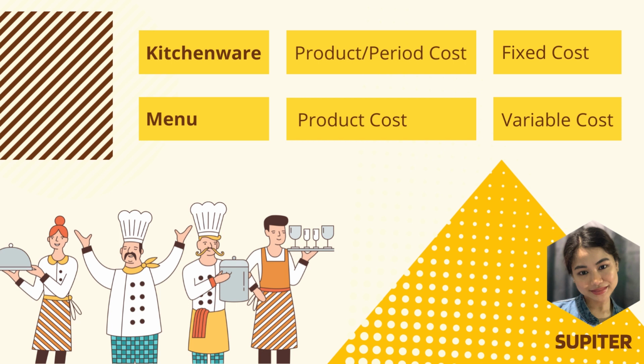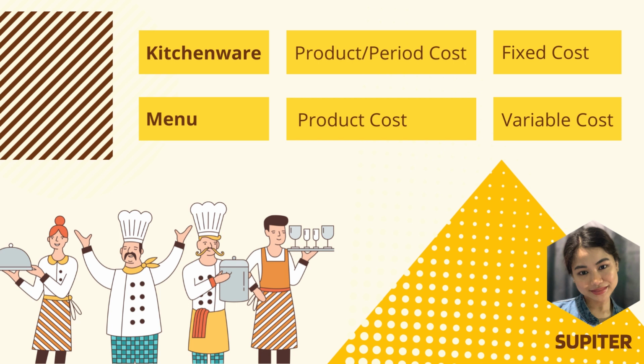On the other hand, costs of kitchenware such as flatware and dinnerware used when serving customers at the dining table are considered period costs because these are not directly related to the creation or production of the products. In other words, period costs are not attributed to a specific product or inventory cost like product costs. Therefore, period costs are recorded as an expense in the accounting period during which they occur.